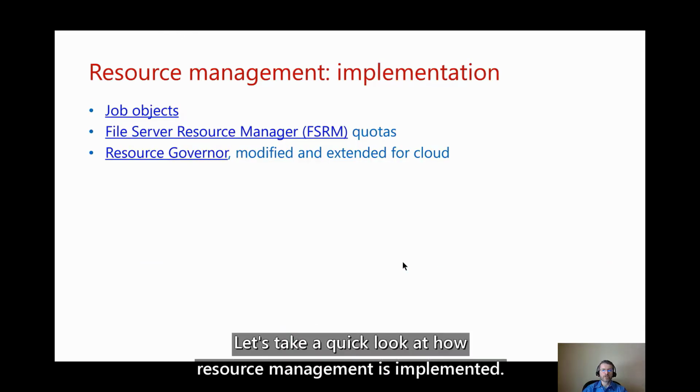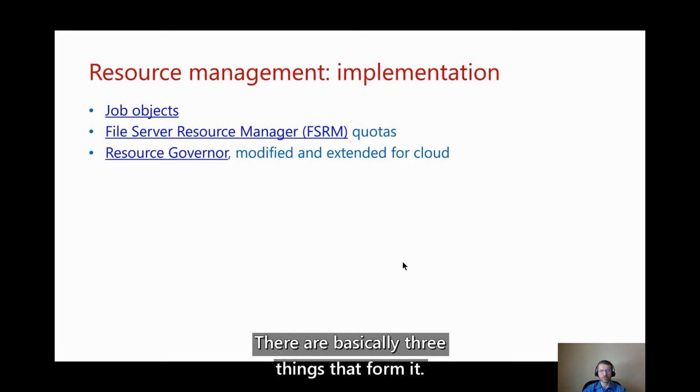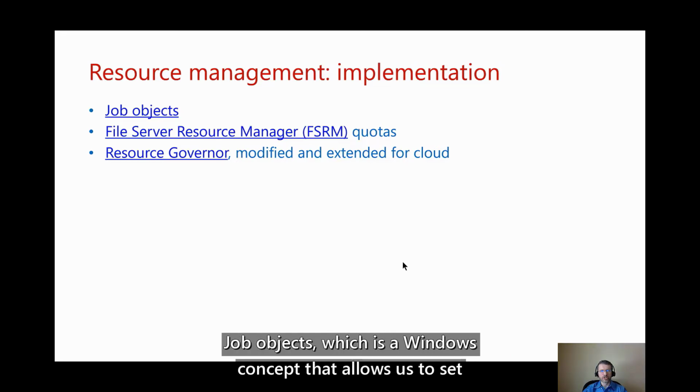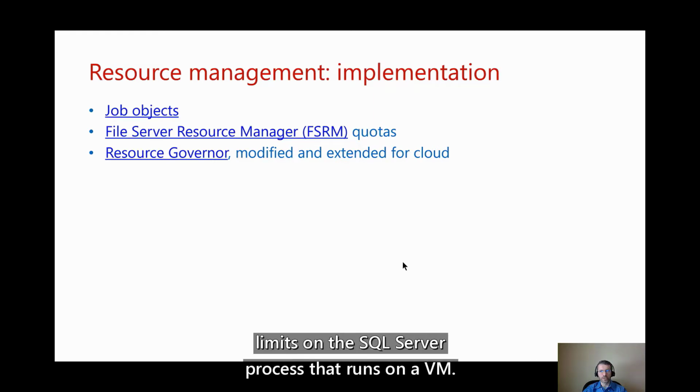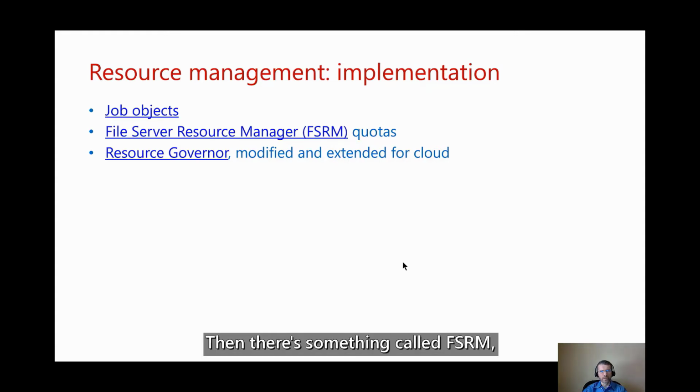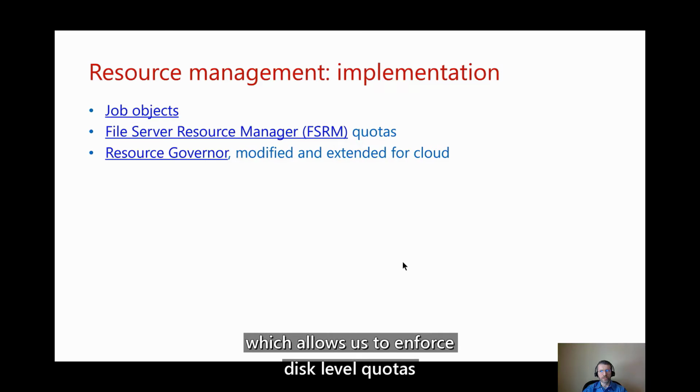So let's take a quick look at how resource management is implemented. There are basically three things that form it. Job objects, which is a Windows concept that allows us to set limits on the SQL Server process that runs on a VM. Then there is something called FSRM, which allows us to enforce disk level quotas on how much disk space a process can consume. And then finally, we have resource governor, and that's basically the same kind of technology that's been available in SQL Server for a long time, but it's been modified and extended for cloud.